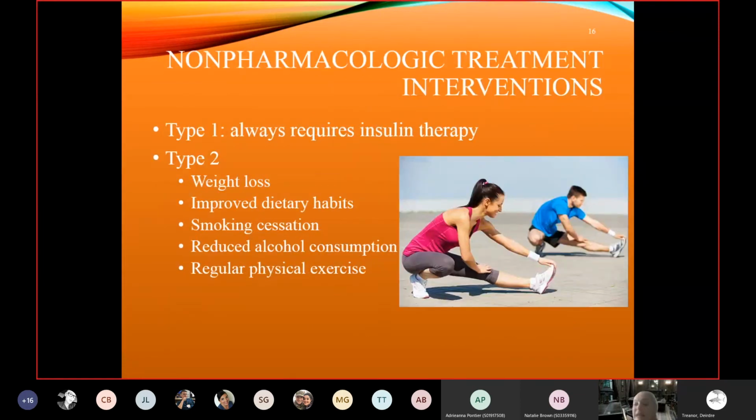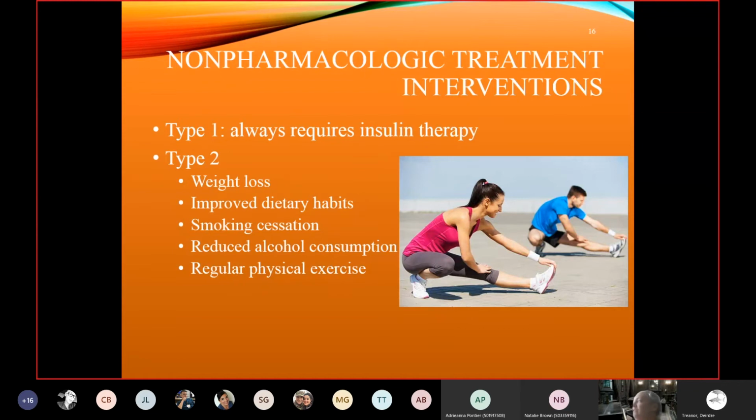Non-pharmacologic treatments. Type 1 diabetics always require insulin because they don't make insulin. Their bodies don't use it. They don't make it. Type 2, however, you might be able to control or even become not diabetic. Yes, that is true. You can reverse diabetes if you're type 2.